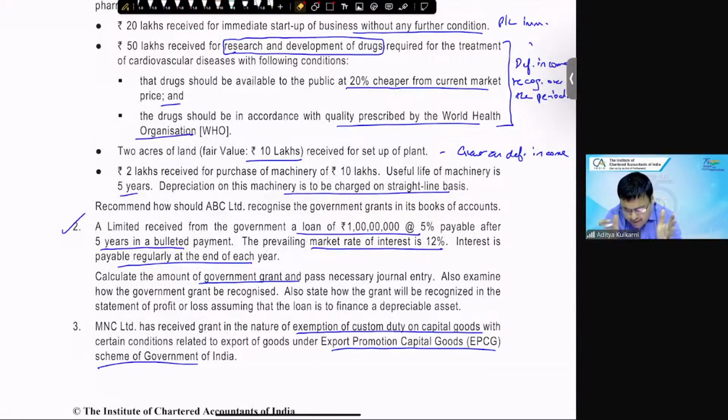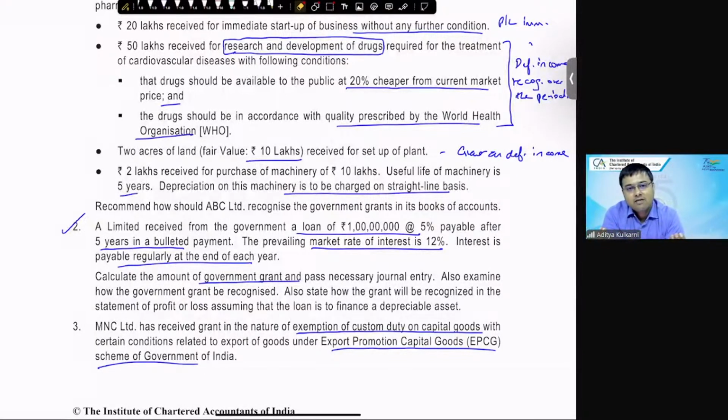Okay, now let us come to the next. Let me slightly add some spice to this. This plant is set up in an industrially backward area where the government wants to promote capital investment. Then what are you going to do? Asset related grant we will treat it. बट स्कीम के हिसाब से तो आपको एक्सपोर्ट भी प्रमोट करना है. Then it will relate to the cost of operations.